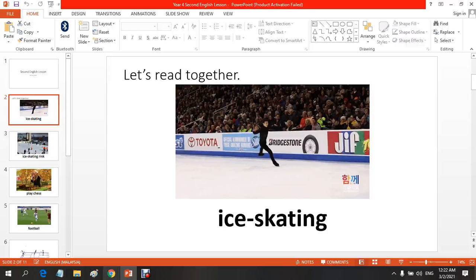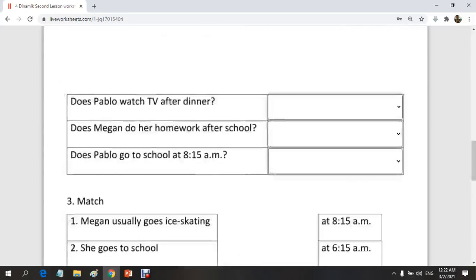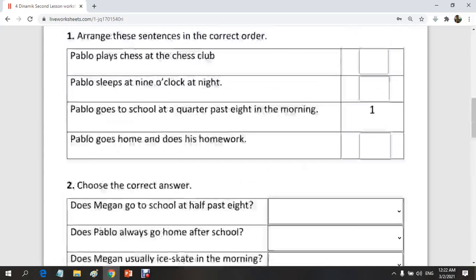Now what you need to do is look below at this activity. I provided three sets of questions. Here is how you do it. The first one is arrange the sentences in the correct order. You see here I already gave number 1. Pablo goes to school at 8:15 in the morning. So this is number 1 because it is true.